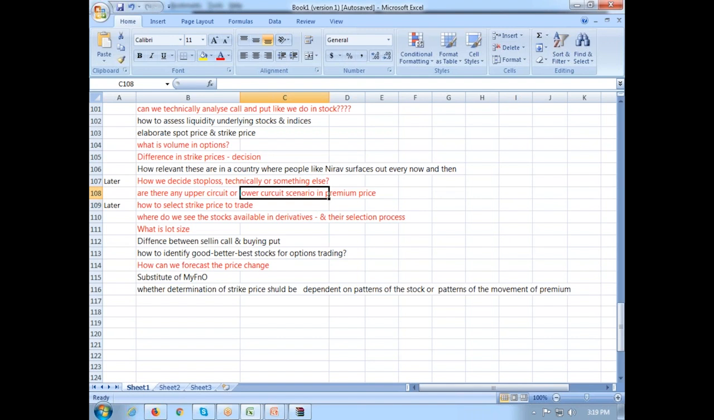Okay, thanks for asking this question. Difference between selling call and buying put. I'll take this up just after this. While speaking about the formula of call option pricing and put option pricing, we will discuss the difference between buying and selling.